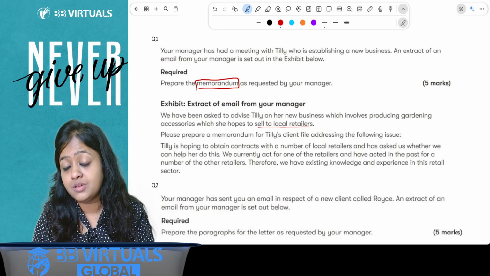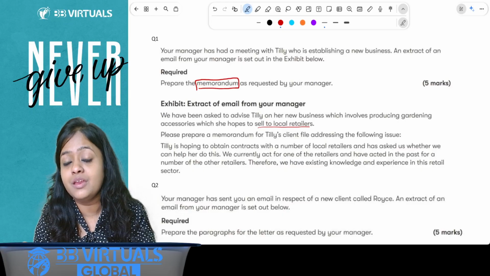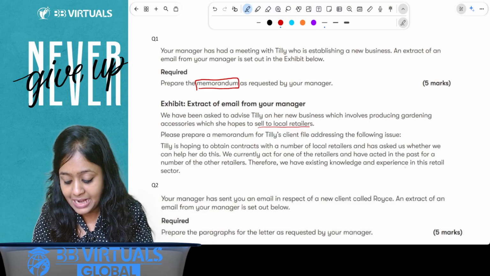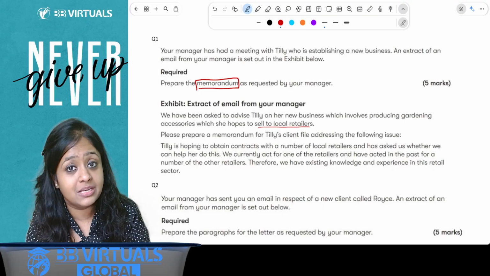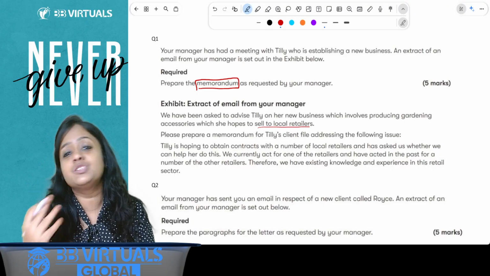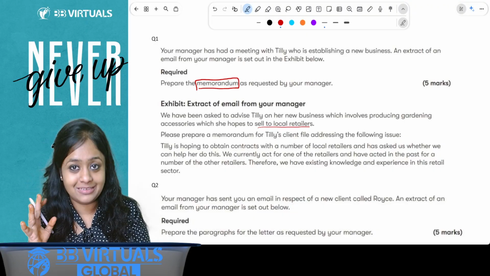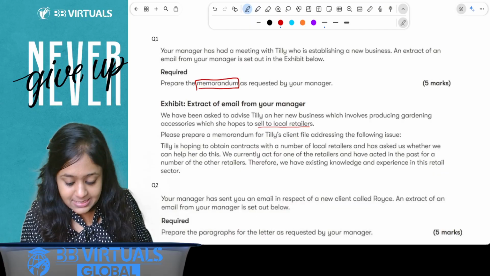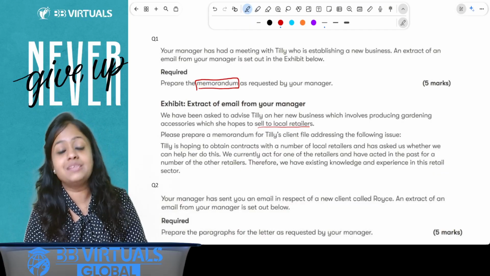Okay, so we are providing her information, and we currently act for one of the retailers and have acted in the past also for a number of retailers. Stop. So that means here it is more about the principle of confidentiality, correct? Therefore, we have existing knowledge and experience in this retail sector. It carries 5 marks. Let's discuss.